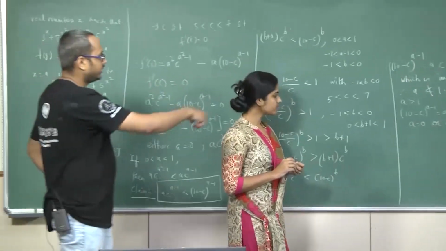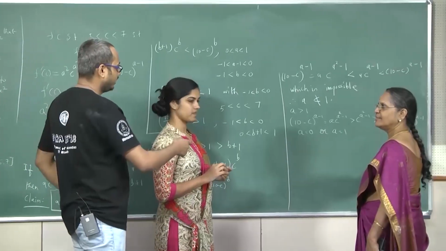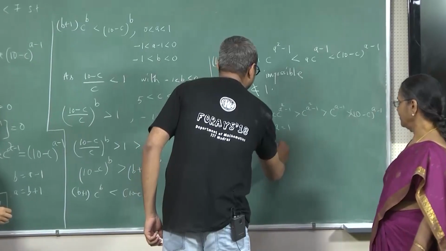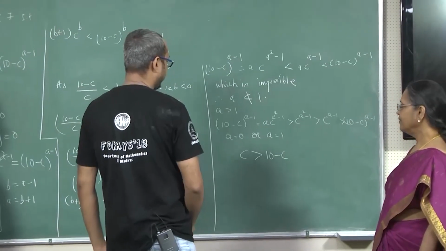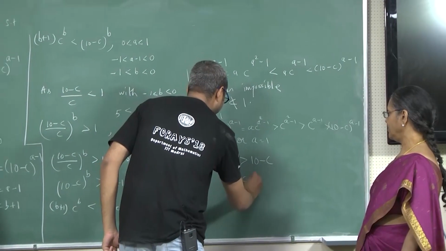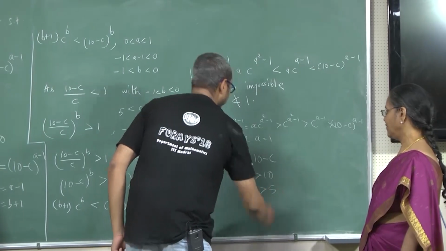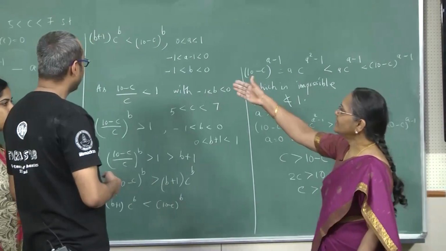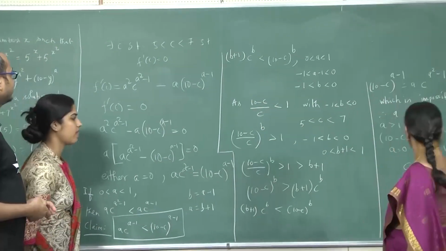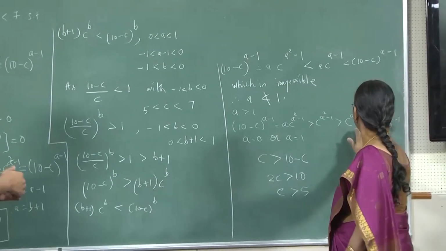That last step, I think that c power a minus 1 is greater than 10 minus c power a minus 1 will be if and only if c is greater than 10 minus c, right? So, that means 2c must be greater than 10, or c must be greater than 5. Yes, of course. Our c is such that it lies between 5 and 7, and therefore, c is greater than 10 minus c. And therefore, this is correct.